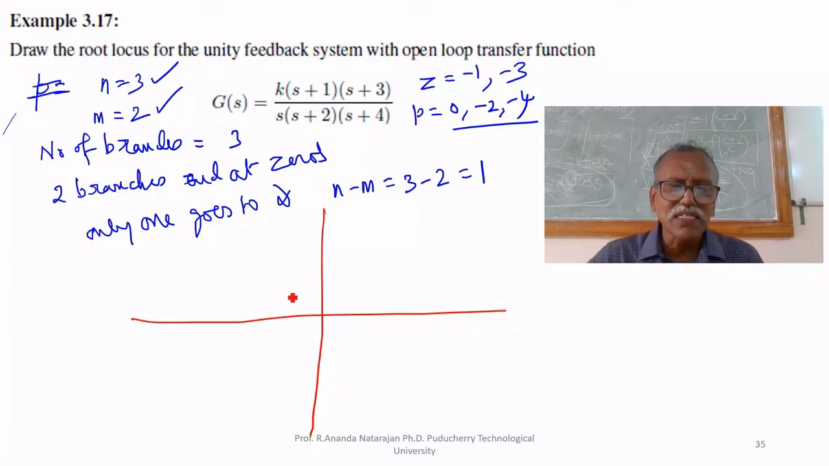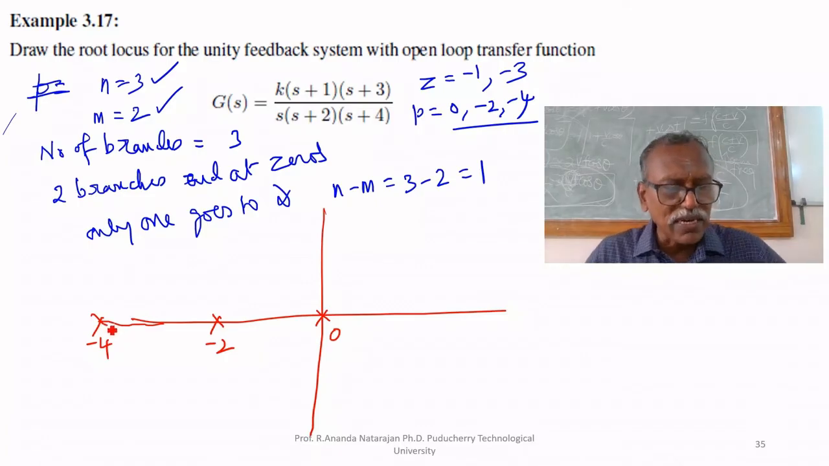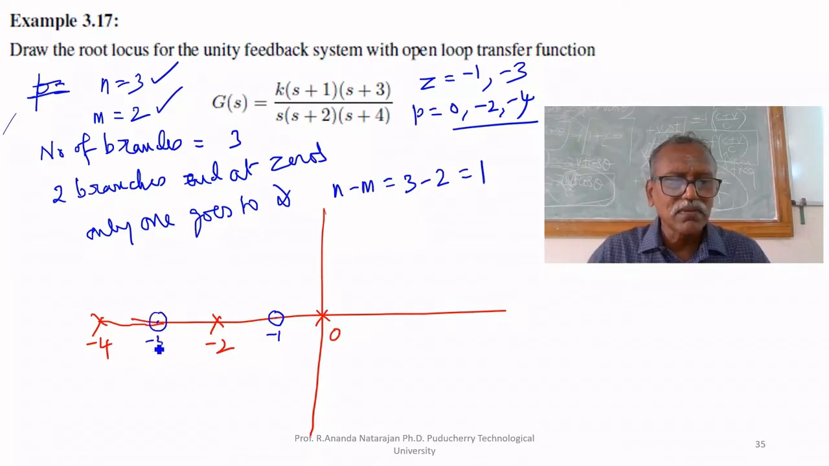Root locus branches start at open loop poles. Here one pole is at 0, another pole is at minus 2, another pole is at minus 4. And where are the zeros? One zero is at minus 1. Another zero is at minus 3. That's all. Now we have to apply the third rule.